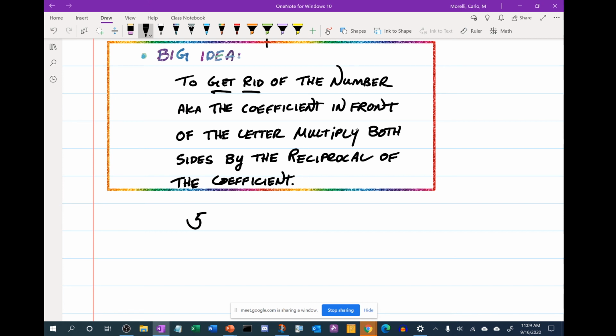The letter is the variable. It's good that you say that. I'm going to write up here variable.